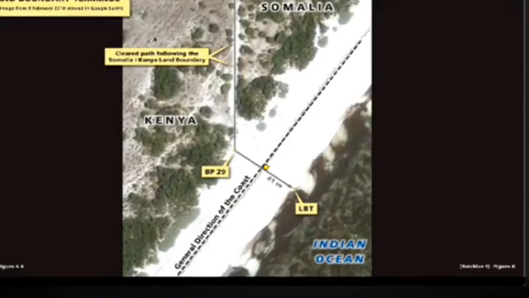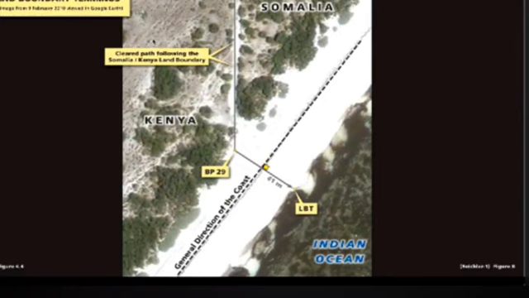Happily, in this case, the historical record tells us exactly how the straight line from BP 29 to the coast should be drawn. The boundary agreement of 17 December 1927 between Italy and the United Kingdom states that the land boundary extends from BP 29 to the sea in a southeasterly direction, quote, in a straight line at right angles to the general trend of the coastline, end of quote.